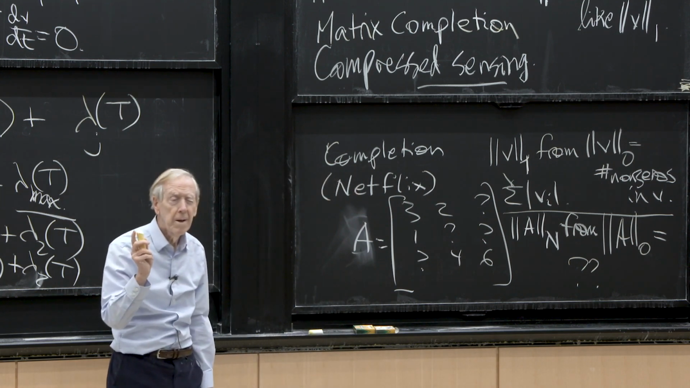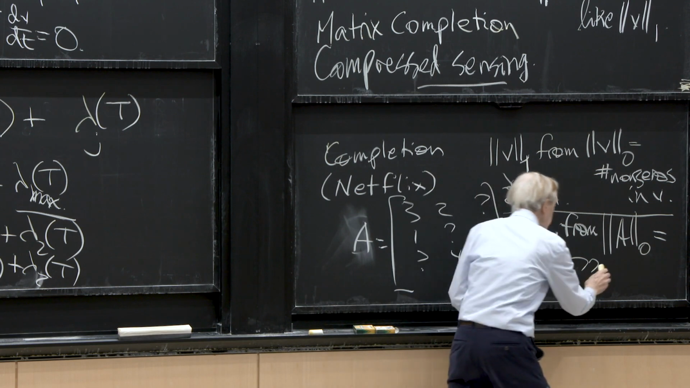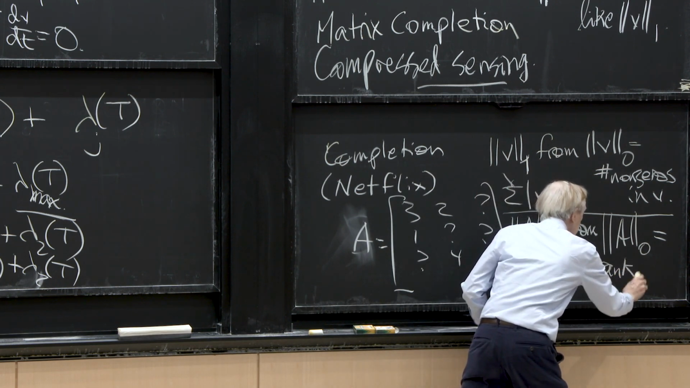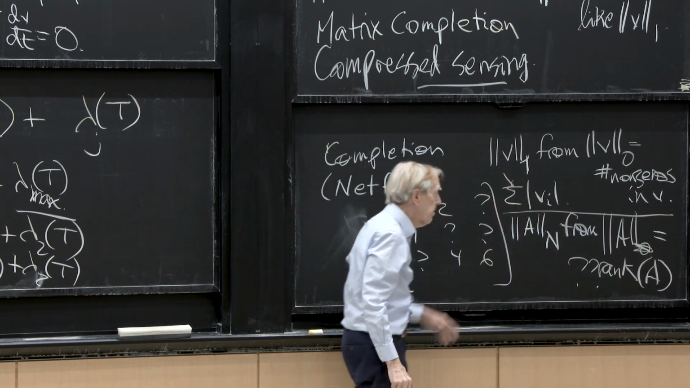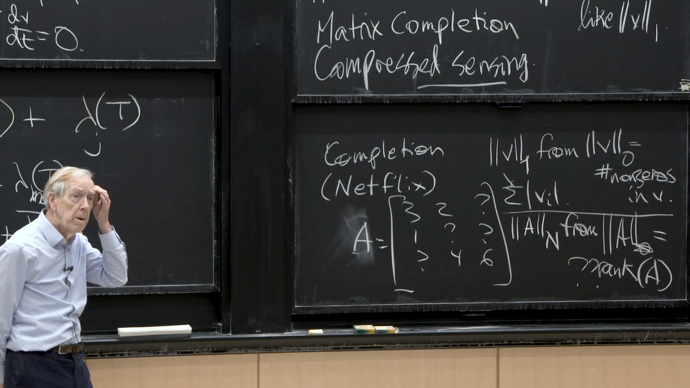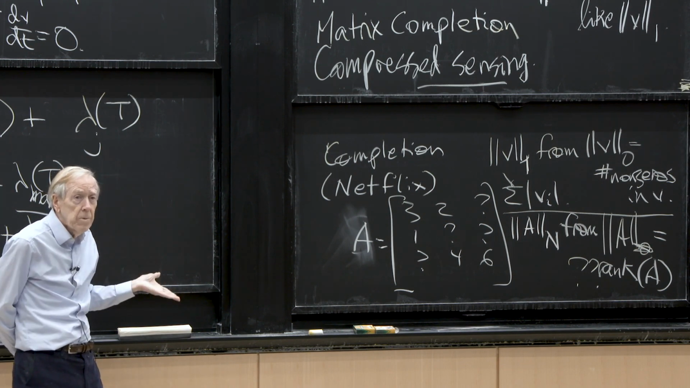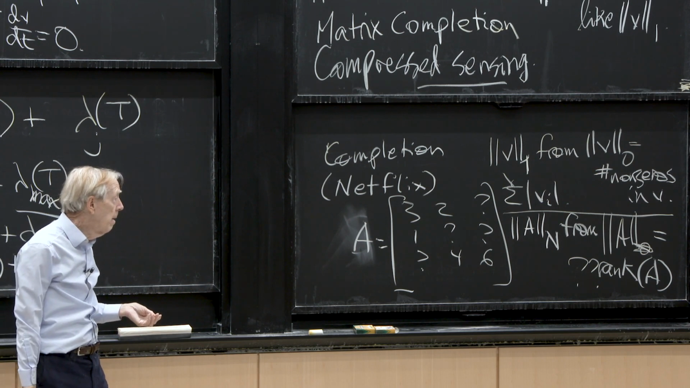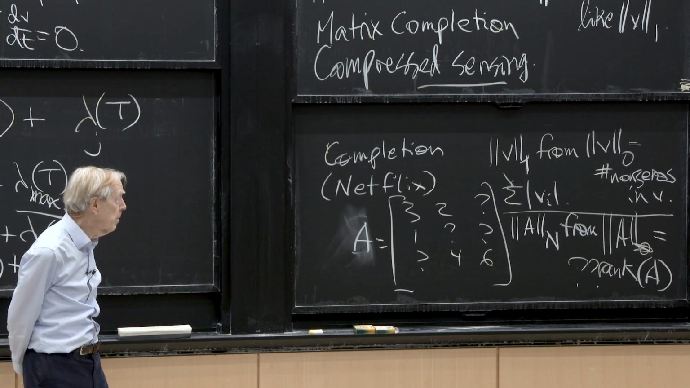The rank of the matrix is the equivalent. So I don't know about the 0. Nobody else calls it A0, so I better not. It's the rank. Again, the rank is not a norm because if I double the matrix, I don't double the rank. So I have to move to a norm, and it turns out to be the nuclear norm.